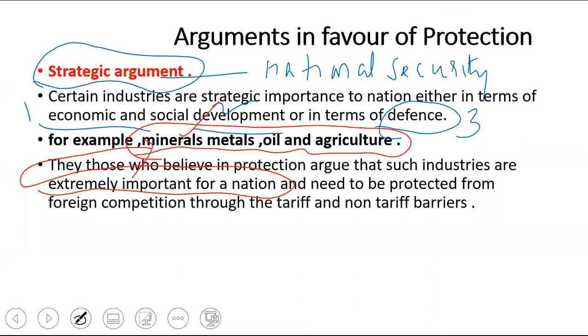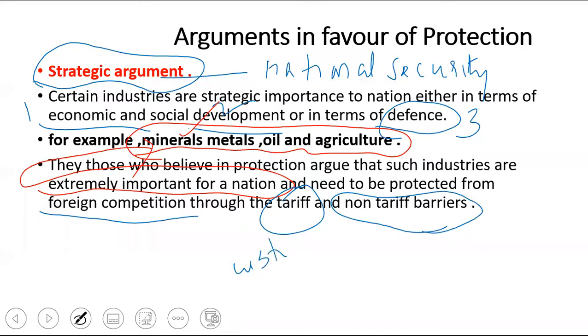So foreign competition will not be allowed. What will the government do? They will introduce tariff and non-tariff barrier. This is the 10th time I am repeating. Tariff means custom duty, non-tariff means quota. Take down the point.